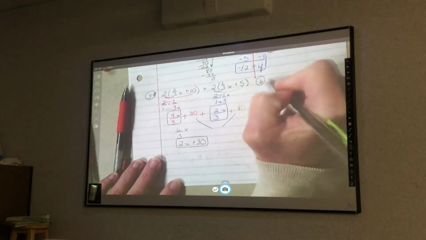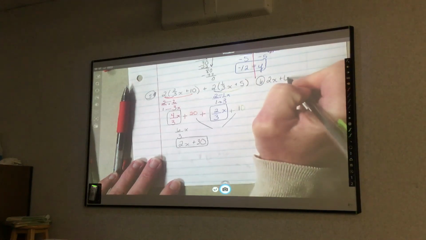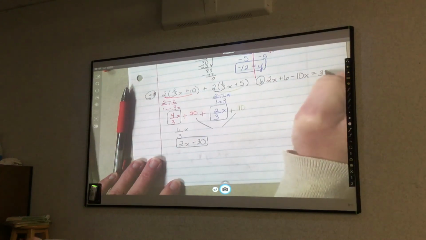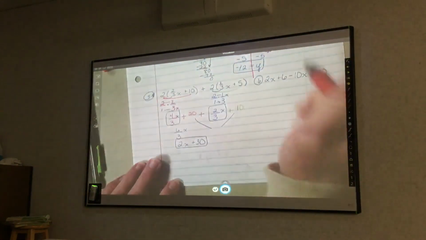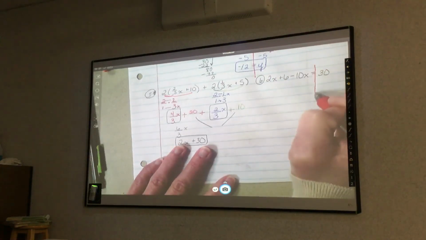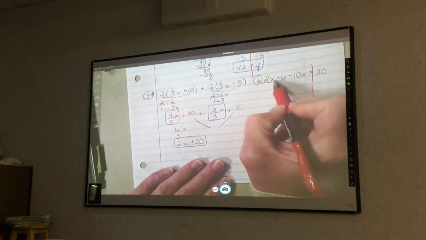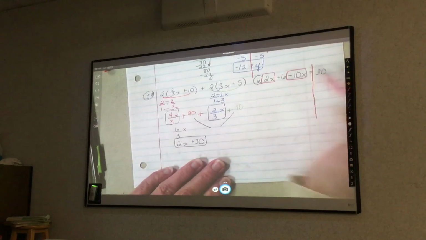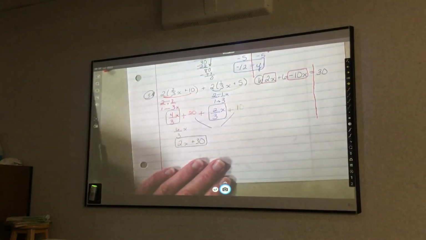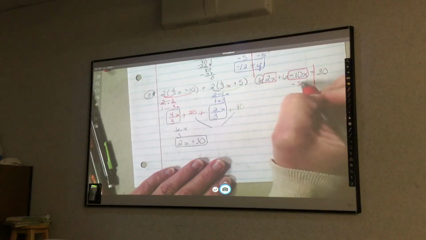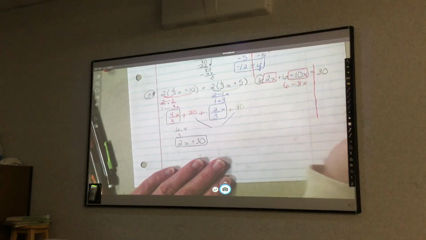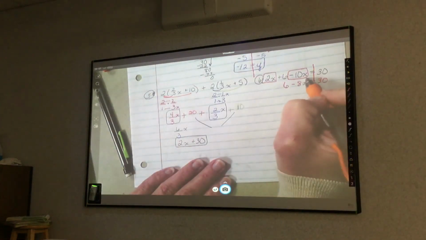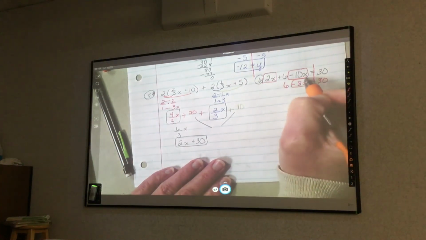Six. 2x plus 6 minus 10x equals 30. Draw my line. I have a 2x and a minus 10, or a negative 10. What's a 2x and a negative 10? Negative 8x. And then I bring down my 6, equals 30. Box up that minus 8x, or negative 8x.